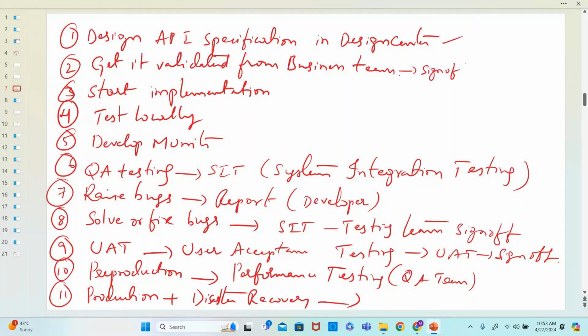This will lead to start development. Okay, fine. Now your API specification is ready.